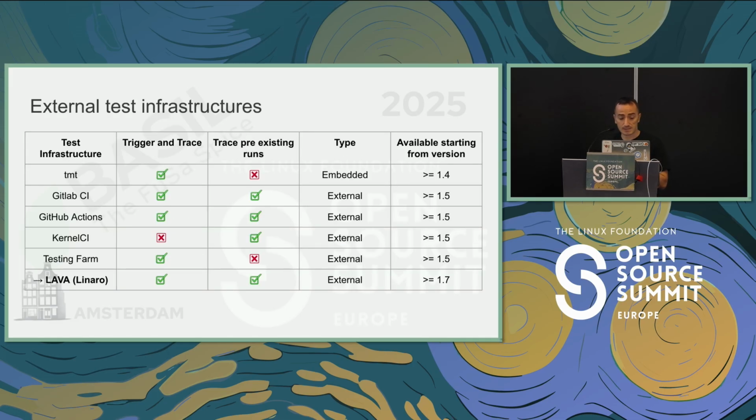So we extended the support for external test infrastructure to Lava, the automated framework from Linaro, where you can list test results, but you can also trigger execution on Lava. Today, the supported external infrastructures are GitLab CI, GitHub Action, kernel CI, and Testing Farm. Testing Farm is another Red Hat project that you can also experiment with. It's also based on TMT.